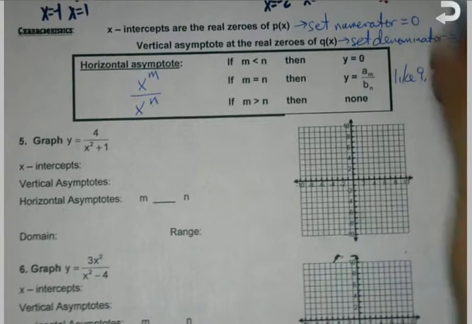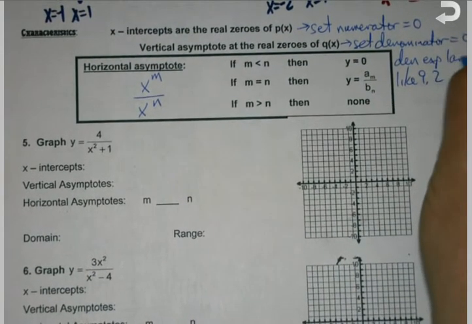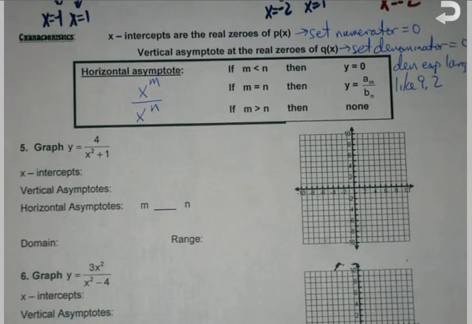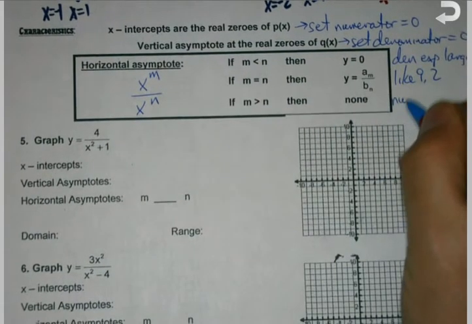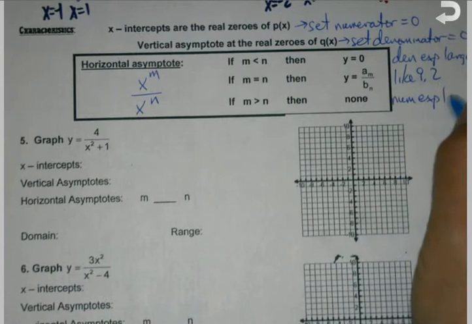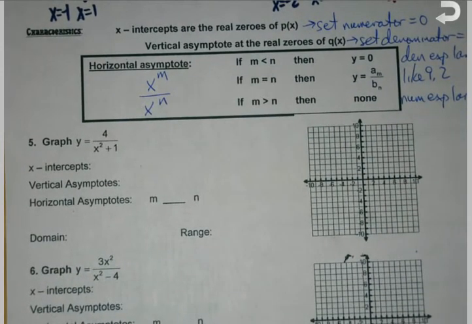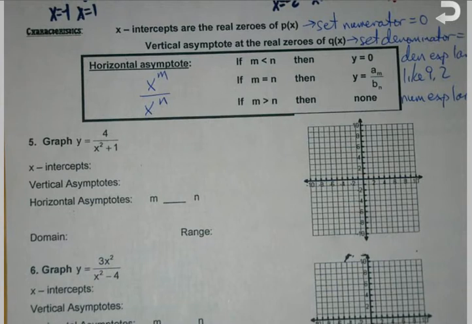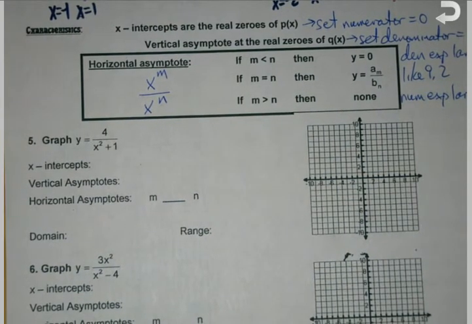Here, if my denominator exponent is larger, that would be this situation. And if my numerator exponent is larger, if m is greater than n, then I have no horizontal asymptotes. Now I can look at this from my graphs, but I want to know this stuff before I ever start. So I start to look at this first one.